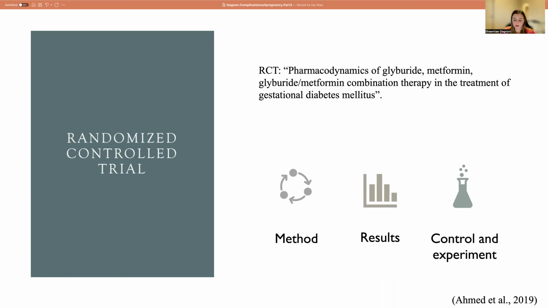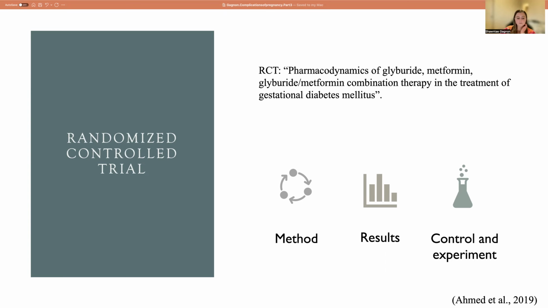And the trial found that a combination therapy was most effective overall. So combination of metformin used to maximize insulin sensitivity, followed by using glyburide to increase beta cell responsivity. And this was found to be the most effective strategy if using oral anti-diabetic methods for management of GDM.